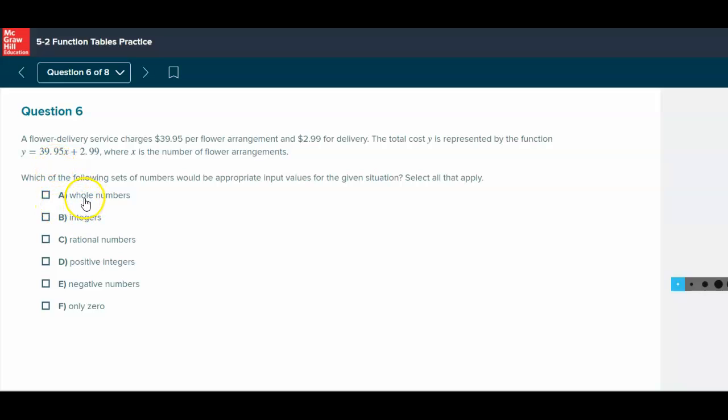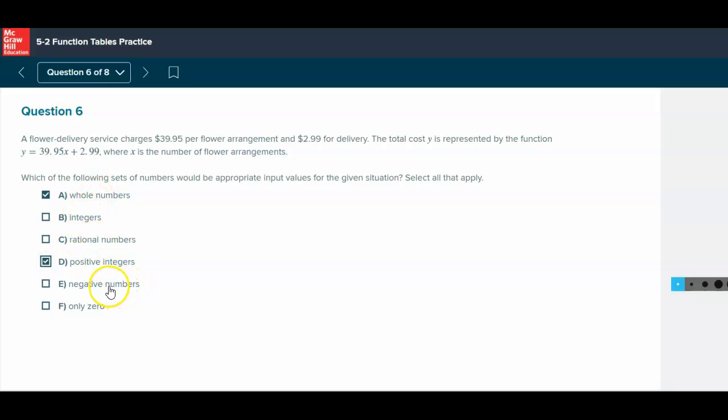Well, first of all, can you buy a part of a bouquet? No, you cannot. So whole numbers is good. Can you buy negative bouquet? Integers are negative numbers. No, you cannot buy negative bouquets. Rational numbers are fractions and decimals. Can you buy a fraction or a decimal of flower bouquets? No. Positive integers. Integers are whole numbers and their opposites, but because this says positive, it means only positive whole numbers. So that basically is whole numbers.